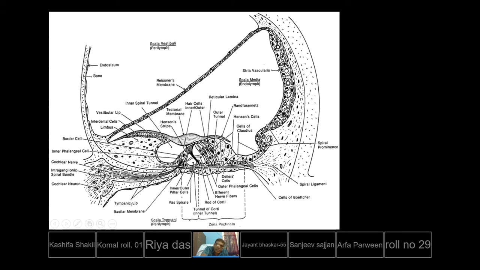Now see this part, the bony spiral lamina. You can see it very clearly. Through this bony spiral lamina the cochlear nerve passes, and these are hair cells. We'll discuss in detail later on. So this is the simple structure of the membranous cochlea or scala media. Above it you can see the scala vestibuli, and below is the scala tympani.